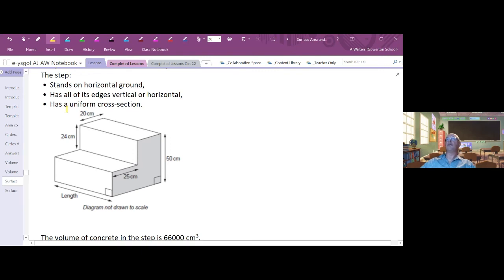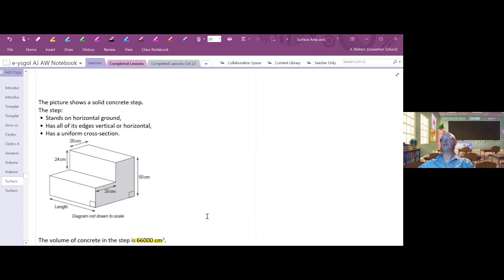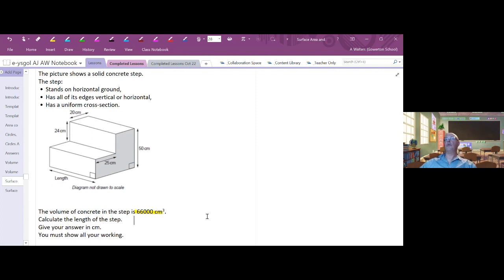I'm going to point out it has a uniform cross-sectional area. The volume is 66,000 centimeters cubed, and we want the length of the step. So what is missing is this distance here, the length. Okay. So pause the screen and have a go. It's a little bit harder than the other ones.